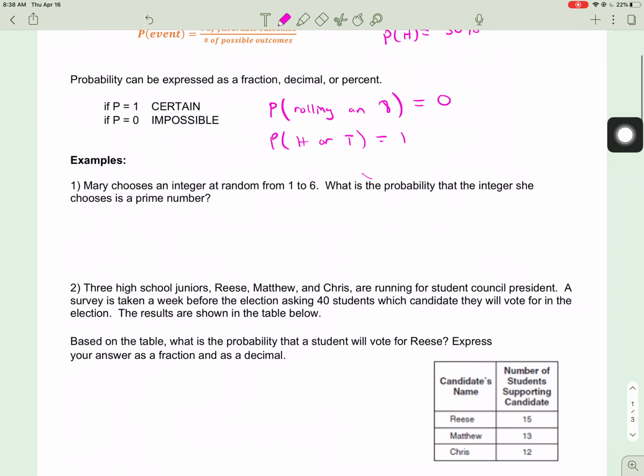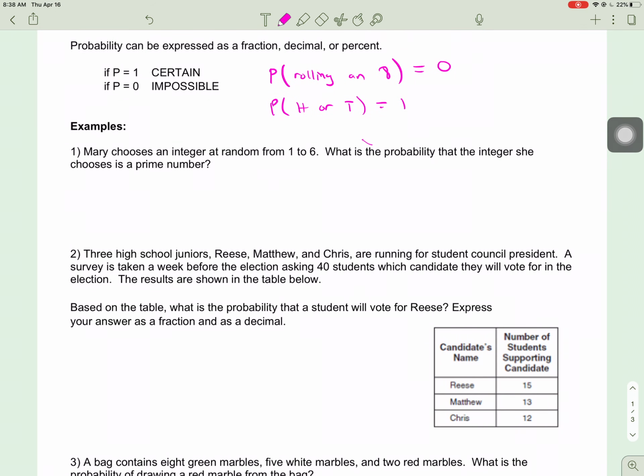Okay, so let's look at some examples. Mary chooses an integer at random from 1 to 6. So you got 1, 2, 3, 4, 5, 6. What is the probability that the integer she chooses is a prime number? Prime number only divisible by itself and 1. 5, 3, 2. That's 3 out of 6.